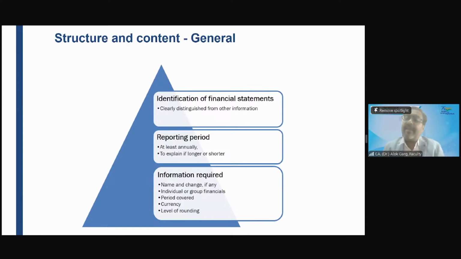So, Ind AS 1, and let me tell you, because you are all either completing or have completed your articleship. As an aspiring CA working in the real world, or after becoming a CA and working as a professional, you will not find only companies on which Ind AS is applicable. You will find companies where accounting standards are also applicable.